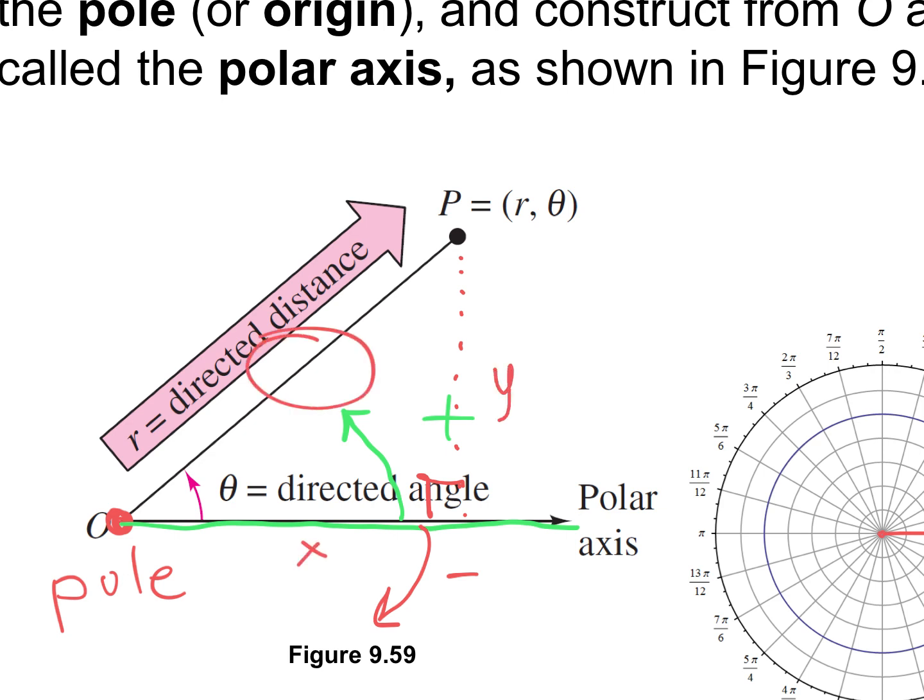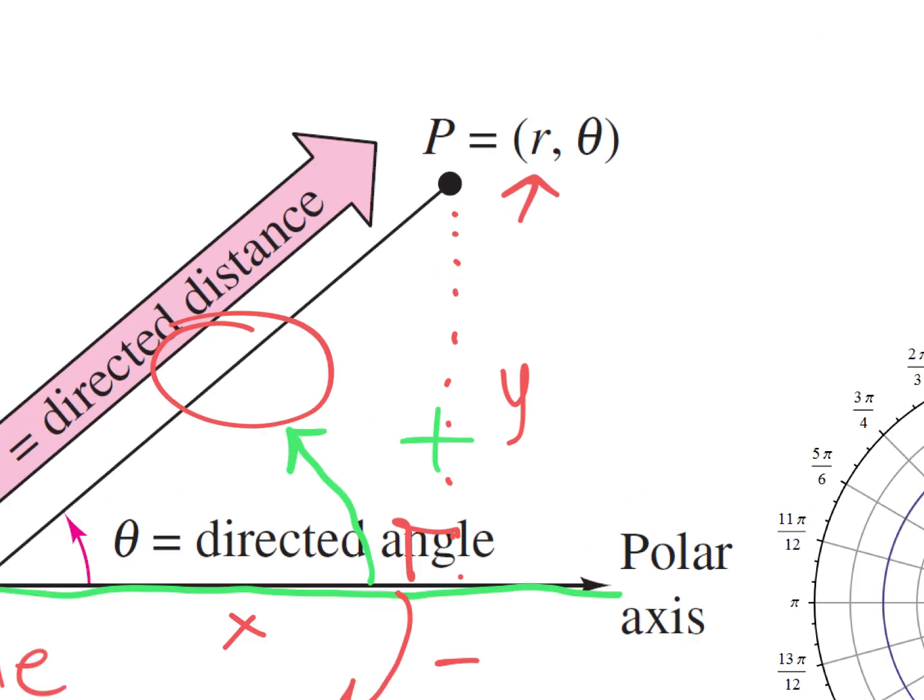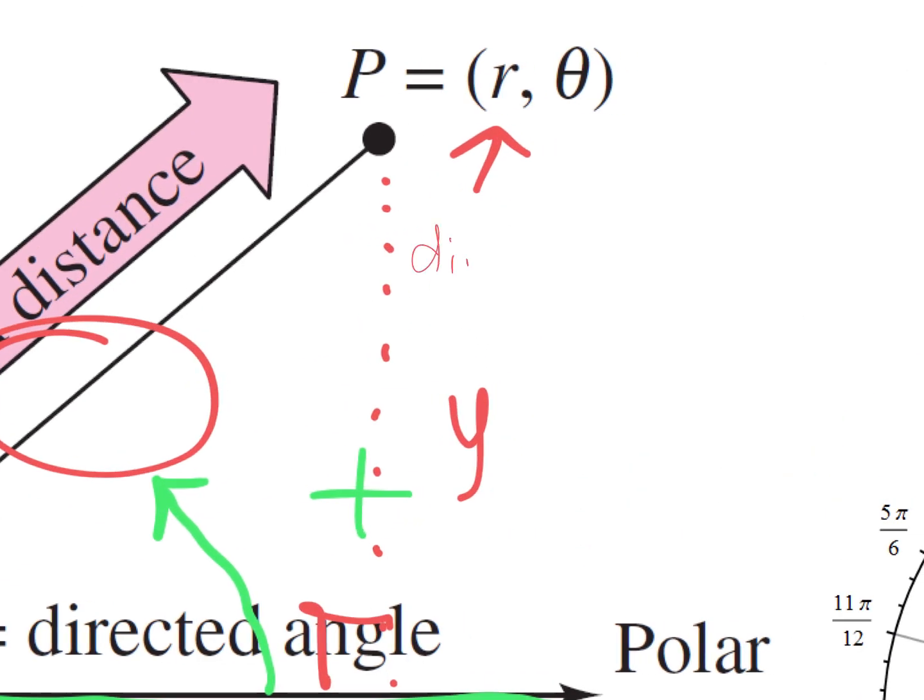What is this called? We were doing all of our trig functions. Our hypotenuse. What letter did we use? R. Look at this, guys. Huh, so funny. It all comes together now. This is going to be a directed distance.